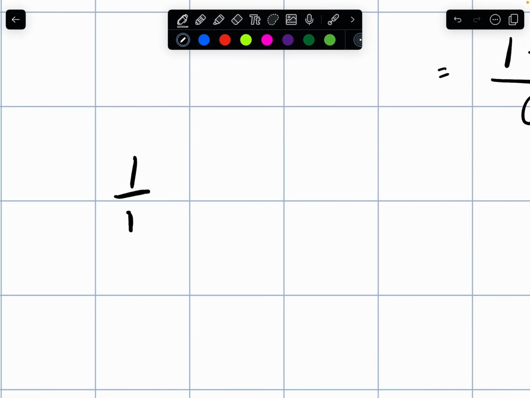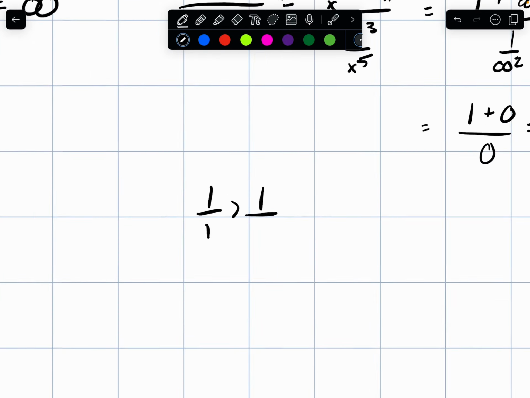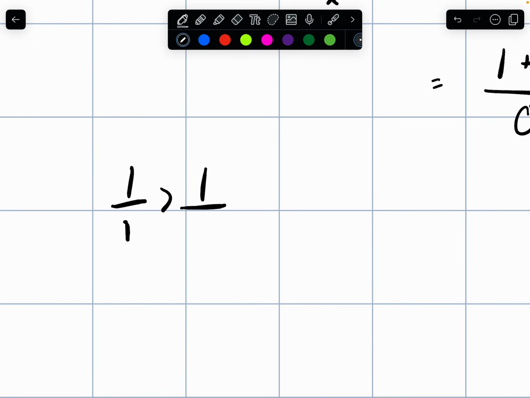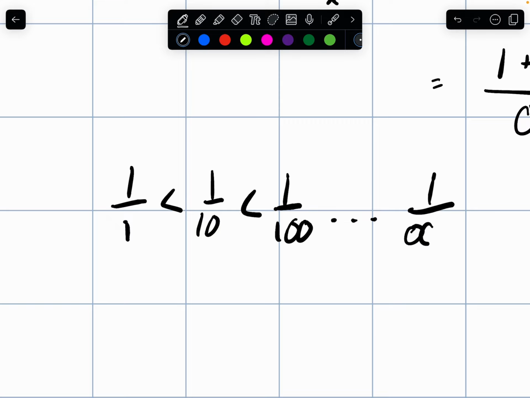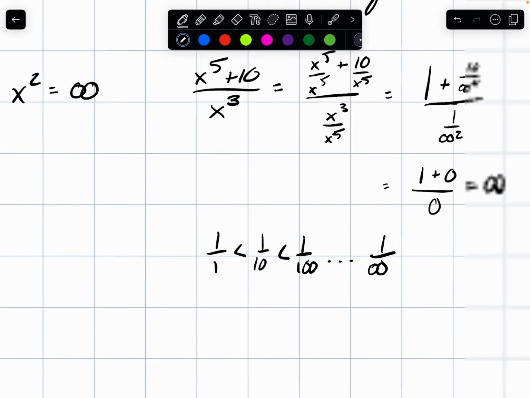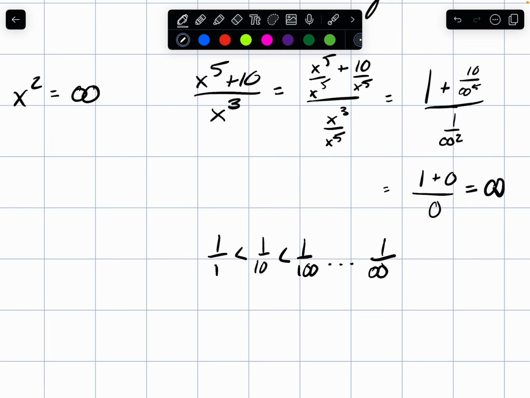It's kind of like this. So if I have 1 over 1, that's greater than 1 over, how do I want to write this? Let's think about the other way. If 1 over 1 is greater than 1 over 2, or 1 over 10, which is greater than 1 over 100. And if I keep going down, you get 1 over infinity, and that's such a small number that it really doesn't even matter. The same way goes for this.